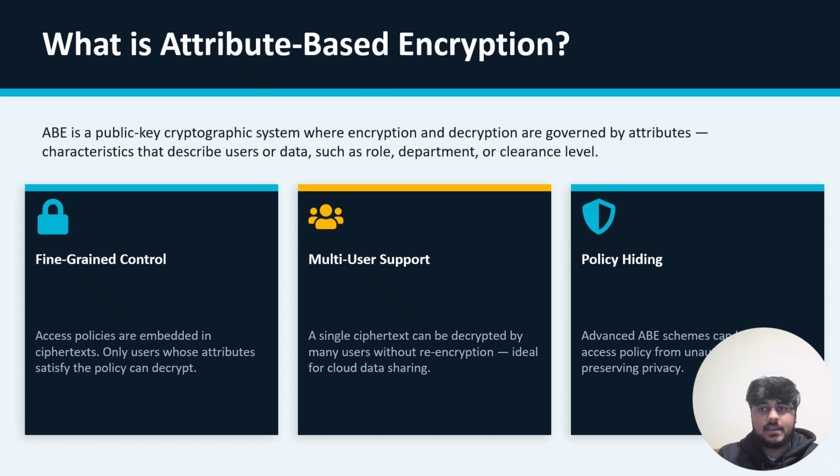So what exactly is attribute-based encryption? At its core, it's a public key system where encryption and decryption are controlled by attributes, things like your job role, department, or security clearance. It gives fine-grained access control, supports multiple users from a single ciphertext, and advanced variants can even hide the access policy itself from unauthorized parties.